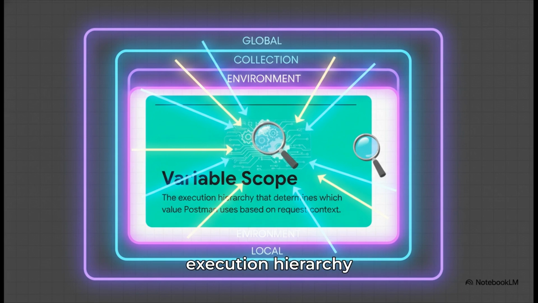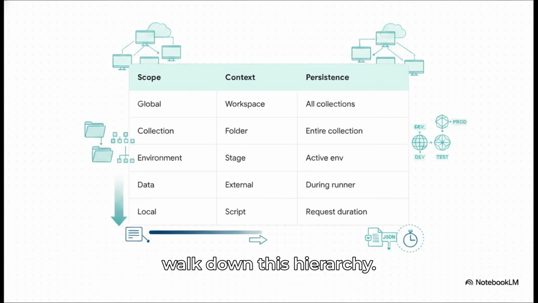Variable scope is basically the execution hierarchy that Postman uses to figure out exactly which specific value to inject into your request. When a request is executed, the sandbox environment looks at the context, resolving everything from the absolute broadest available scope down to the narrowest. So let's actually walk down this hierarchy.